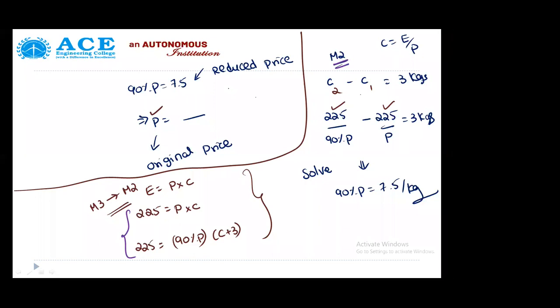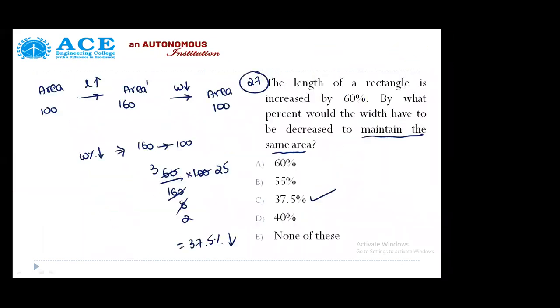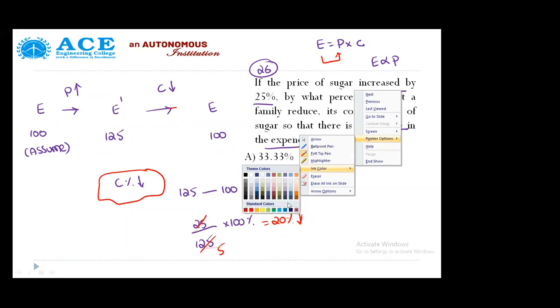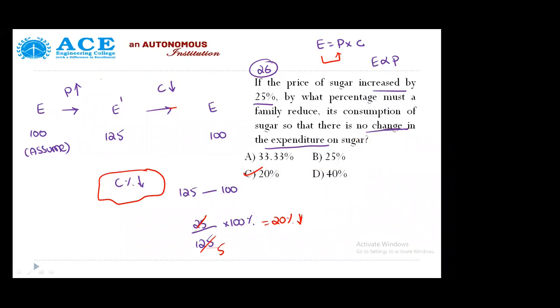Sir, I didn't understand the first method you taught in the expenditure and consumption question. The first method. Sir, expenditure is directly proportional to price. I assumed expenditure is something like 100. Price, how much increase in the question? 25%. So expenditure is directly proportional to price, meaning expenditure will also increase, right? Yes, sir. That's why it becomes 125%.